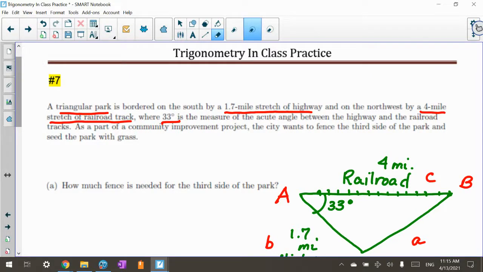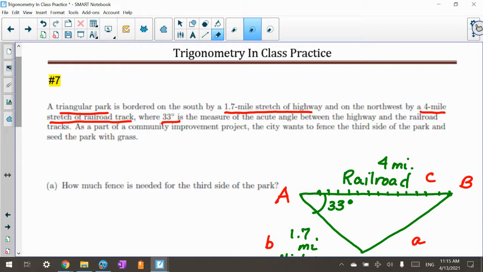Okay, this is my trigonometry in-class practice for pre-calculus, and this is number 7. It's in the front of your packet. And part of why we do these word problems with the law of sines and cosines is that setting up the picture is half the battle.